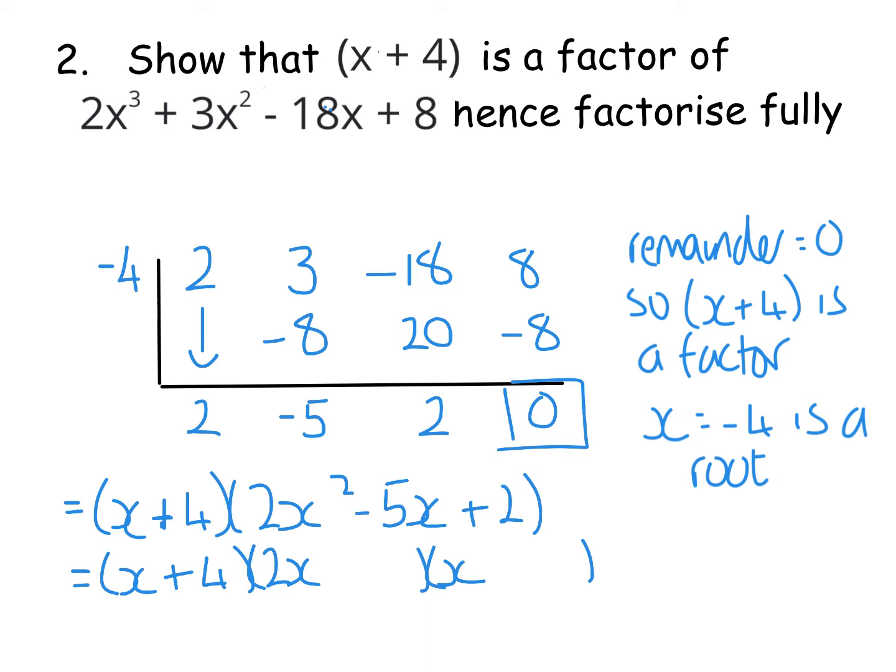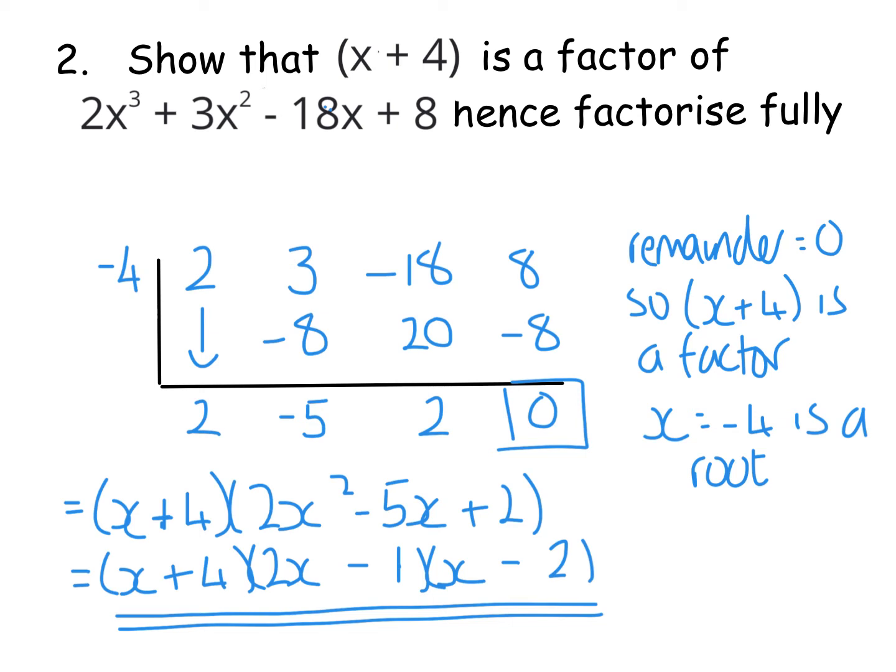Numbers that multiply to 2 are 2 and 1. I'm going to put the 2 here because that would give 4 on the outside numbers and 1 would give 1 on the inside numbers. To get negative 5, they both have to be negative. So there it is in fully factorised form. Those 3 brackets multiplied together would take you back to the polynomial I gave you there.